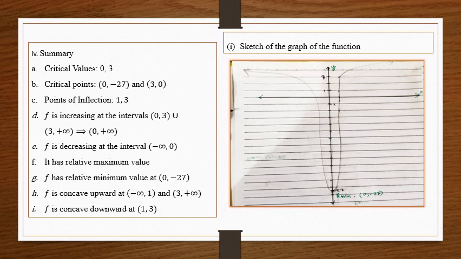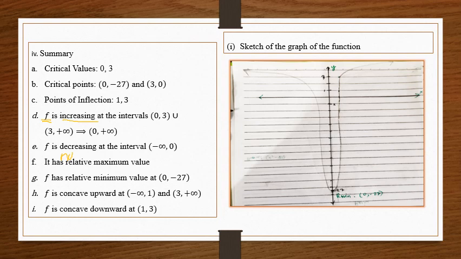If we look at our graph, class, as a sign chart, look at the first derivative. You will know that it is increasing where it is positive. Consider the definition of increasing or decreasing and the first derivative test. Then, f is decreasing at the interval negative infinity to 0. It is the same, class, as our previous example. It has no relative maximum value. F has a relative minimum value at (0, negative 27).